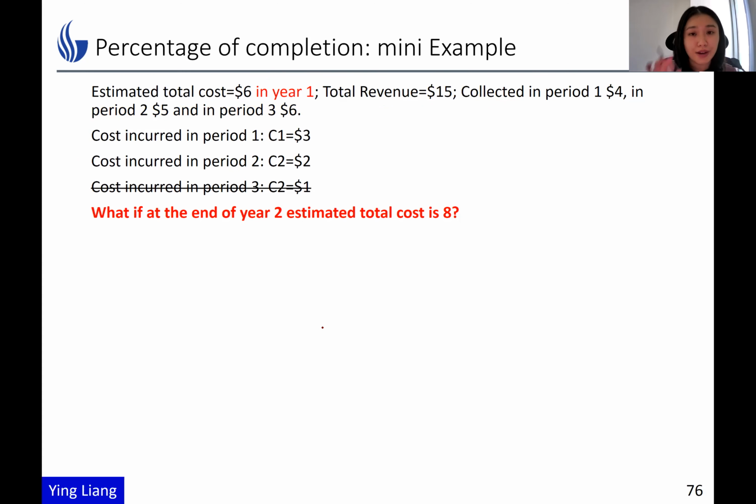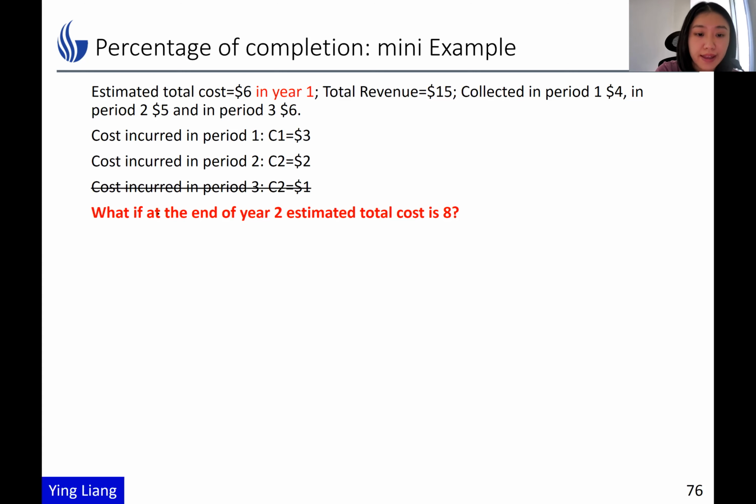Now, let's have a little bit of complication, and this is actually really common. So we estimated a total cost of $6 in year one, and then everything is unchanged, except after year one, we enter year two. And in year two, the cost is still $2.